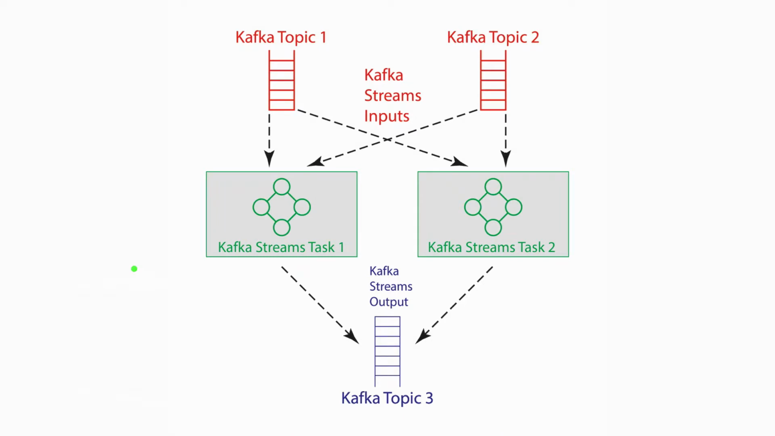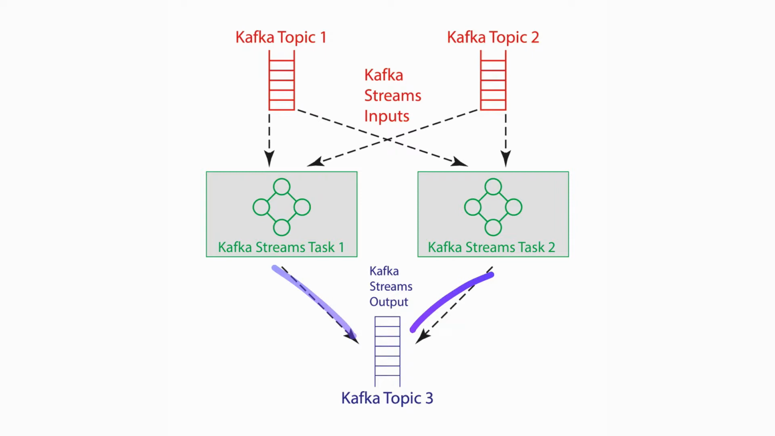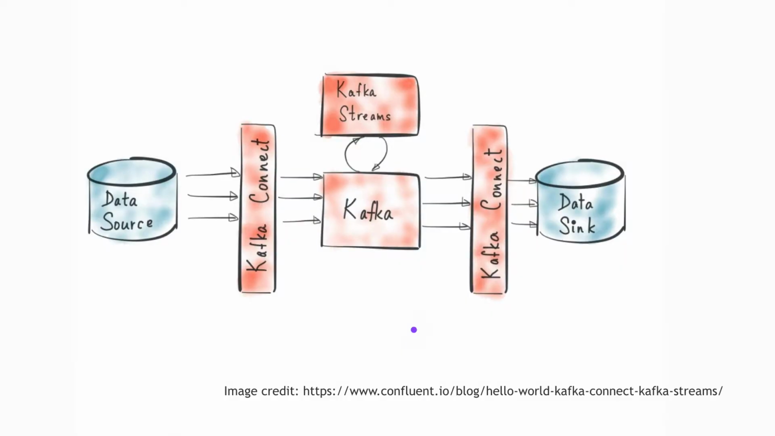For example, we might look at a very simple diagram like this where we have multiple Kafka topics that are used as inputs for Kafka Stream tasks. The results are written out to a new Kafka topic. Shown another way, it might look like this.